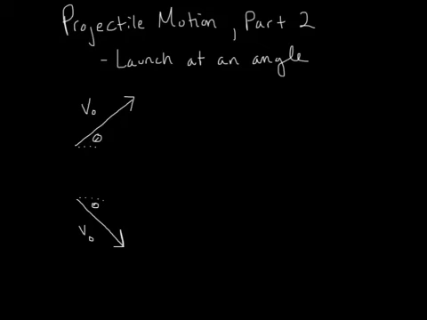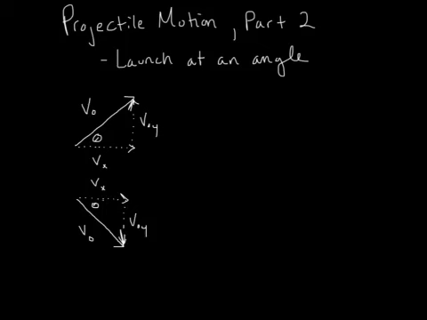Now when we have projectiles launched at an angle, we always want to break that initial velocity up into a horizontal component and also into a vertical component. Now you'll notice that I've called the horizontal component just Vx, but I've called the vertical component V0y. And the reason for that is, remember that for projectile motion problems, Vx is a constant, but Vy can change. So the V0 can be split into Vx and V0y.